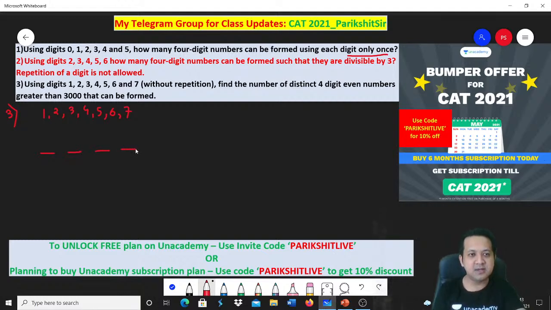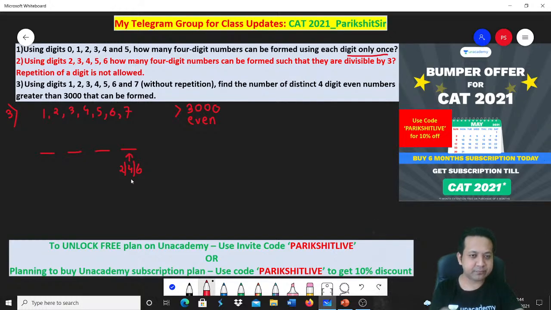Now think about it. There are two conditions. Condition 1 is it should be greater than 3000, and condition 2 is it should be even. Now think about it logically. If it has to be even, will you agree that the units digit has to be 2, 4 or 6? Why not 8? Because 8 is not among the options given to you. You have only been given the digits 1 to 7. So if it has to be even, the units digit has to be 2, 4 or 6.